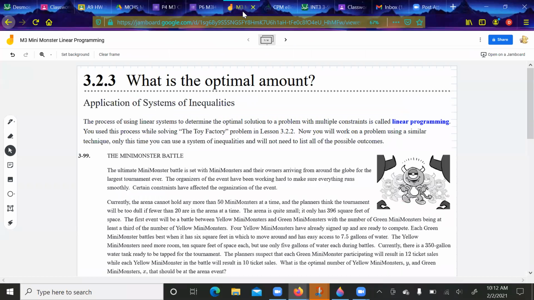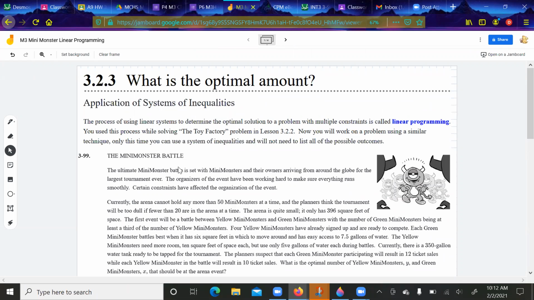So let's look at 323. What is the optimal application of systems of inequalities? Okay, so I posted this in the classroom, hoping you would read it ahead of time because it's kind of wordy. We're going to write down the inequalities for this and use our optimization linear programming skills to solve this. Okay, so it's kind of a fun problem.